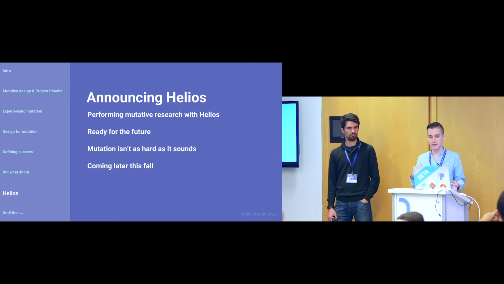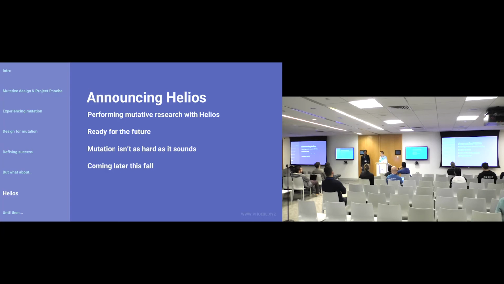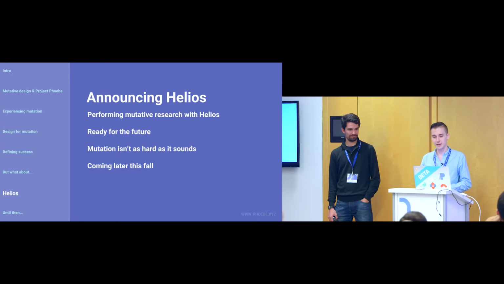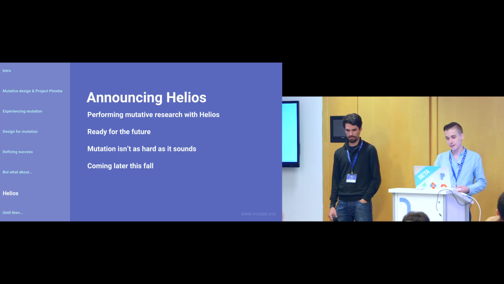And the kind of ulterior motive for this is just to prove that mutation isn't as hard as it sounds, which maybe Francisco would disagree, but I think that this sounds like something that's too much to implement in your app. But hopefully through Selene and in the future through Helios, we'll demonstrate that you can actually do some of this stuff today without too much overhead. And it will come out at an undisclosed date later this fall.